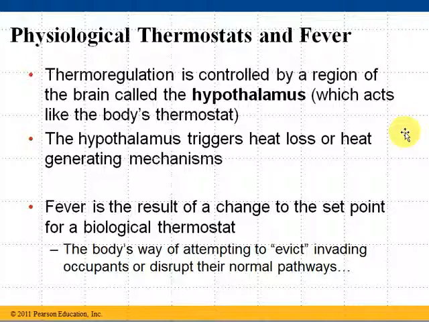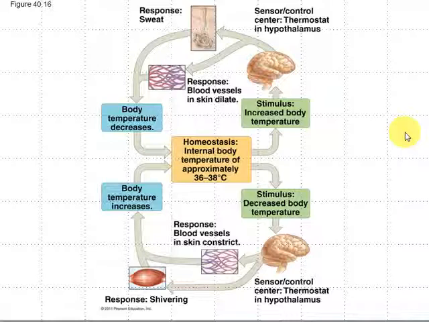We're going to take one last break. Here's a nice little picture that comes out of your textbook that shows basically how the hypothalamus acts like a thermostat and some of the various things that it does to regulate body temperature.